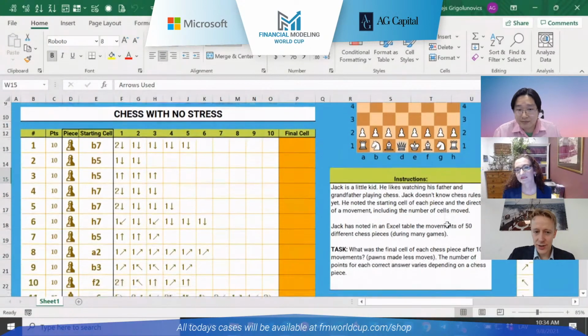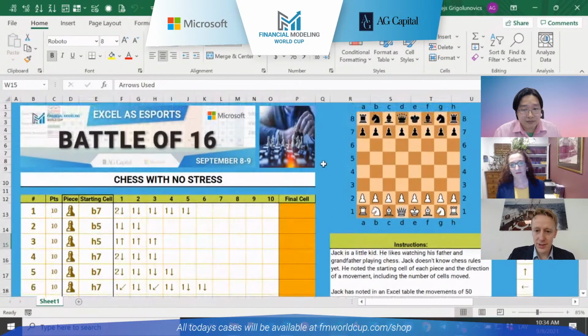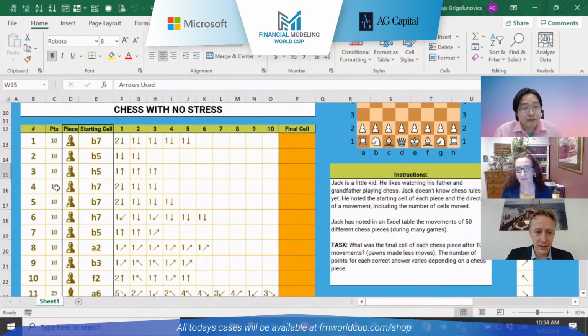The case, as you see in the instructions, is about a little kid named Jack who likes watching his dad and his granddad playing each other. Apparently Jack doesn't know the chess rules, he doesn't know how the different pieces move, but he was very interested and wanted to make some notes. Over several games, he was watching different pieces moving up and down the board, and he made some notations. For example, this pawn started on cell B5 at the time he came to the board when the match was already in progress, and then he moved one cell down and then another cell down.